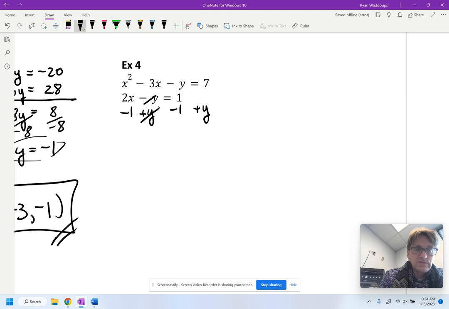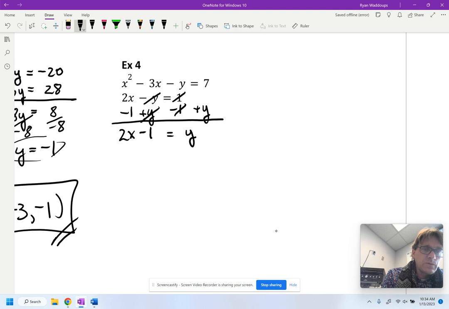So that cancels the y here. This cancels the 1 here. And what I'm left with is y on the right is equal to 2x minus 1. And I can't combine them as they're not like terms. So I just leave it as 2x minus 1. Now we'll call this one equation number 2, and this one equation number 1. I have solved for y in equation number 2. I'm going to substitute in for equation number 1.